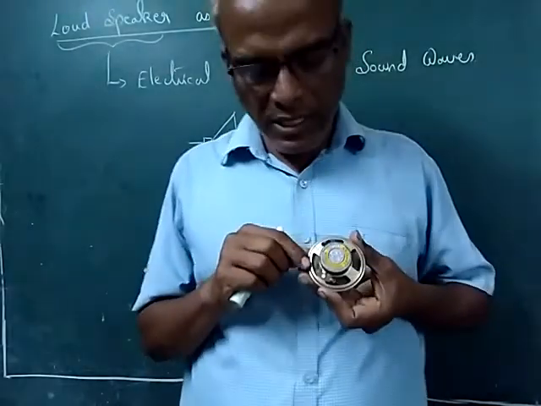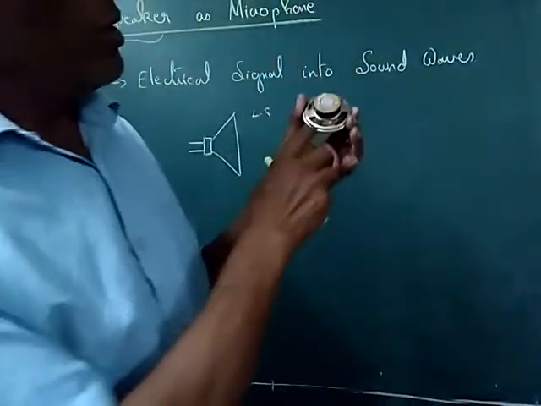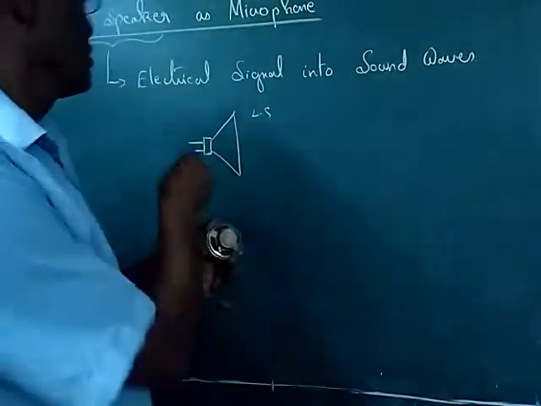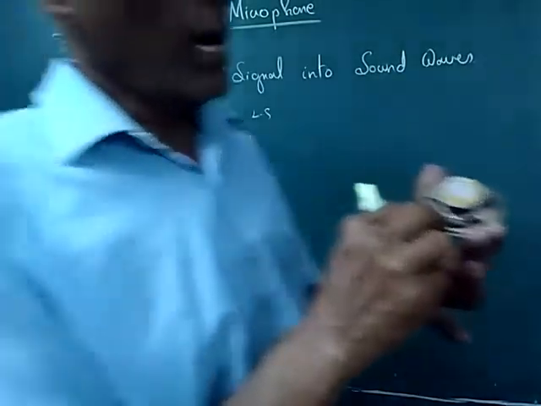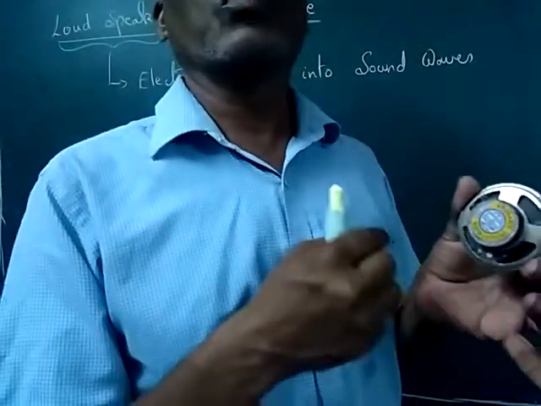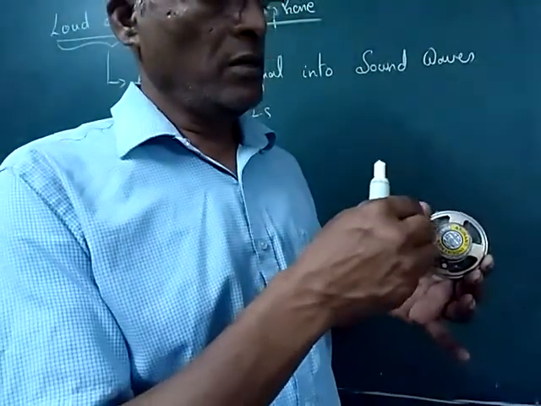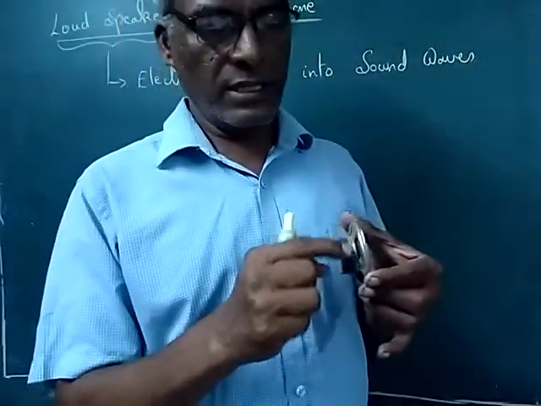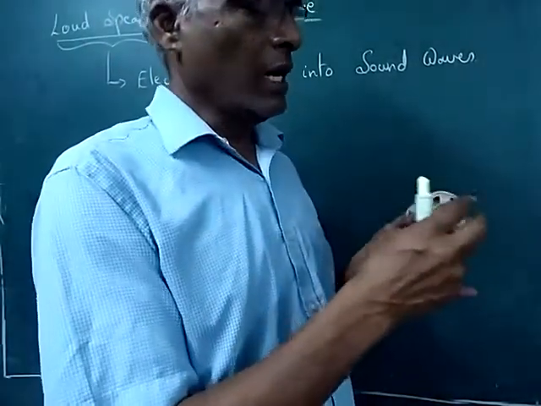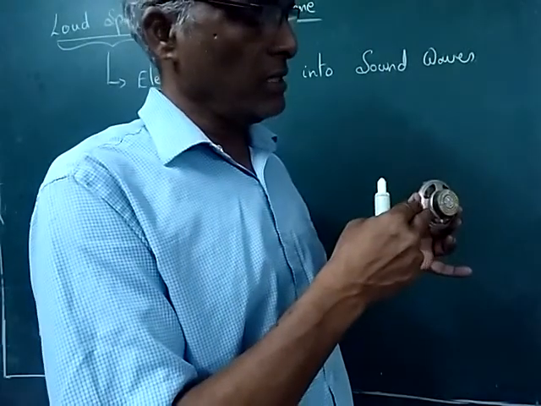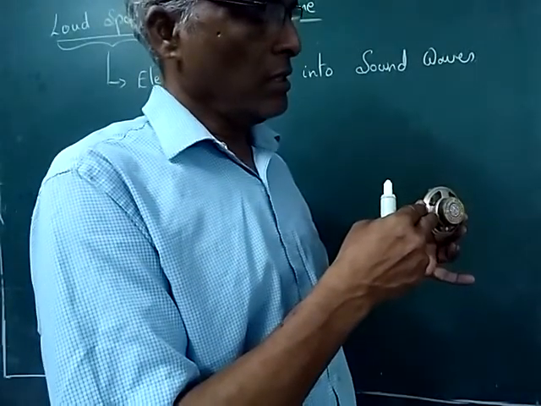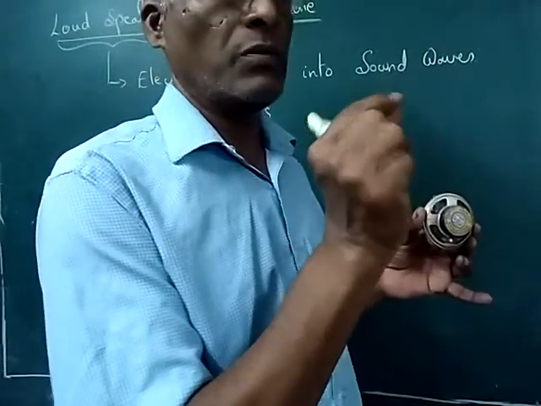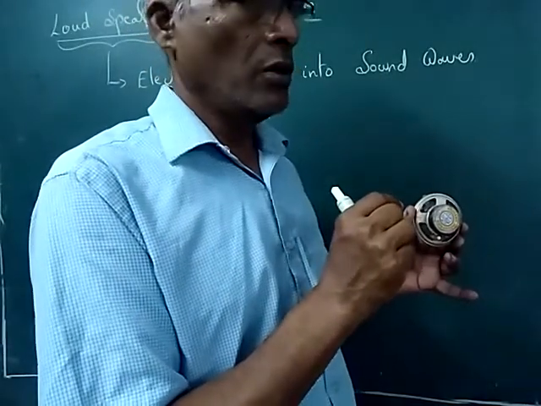Now if you see here, you can see two terminals where we give the wire, these two wires, and this is connected to the voice coil. Inside that you will be having a soft iron core. This is a magnet. So what happens is, when you give electrical signal, the coil inside will oscillate in the soft iron core.